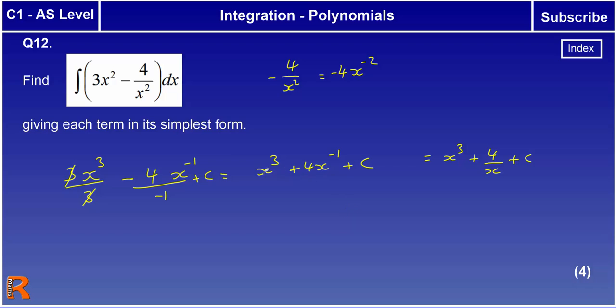All 4 marks. You'll lose a mark if you don't put a C on the end, and we're getting method marks for showing that we know we need to add 1 to the power. We get an answer mark for getting the term in front of the x cubed, and 1 for the 4x to the minus 1, and then 1 for the correct finalized equation.